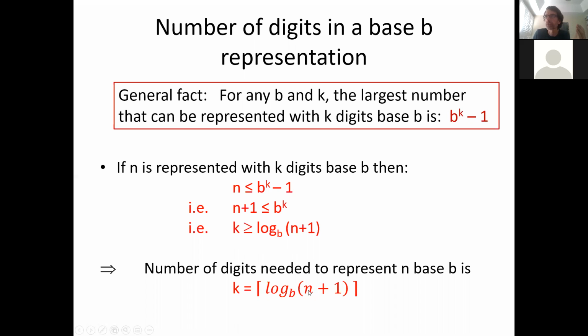Say I have 32 million, the highest number I want to represent. I take 32 million plus 1 and take a logarithm, whether base b, base 2 for binary, or base 16 for hex, and I know how many digits.